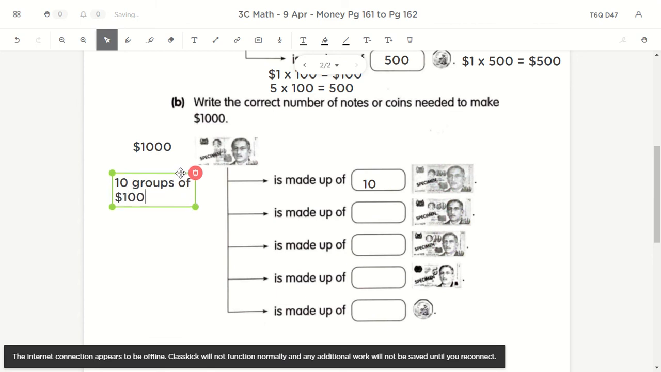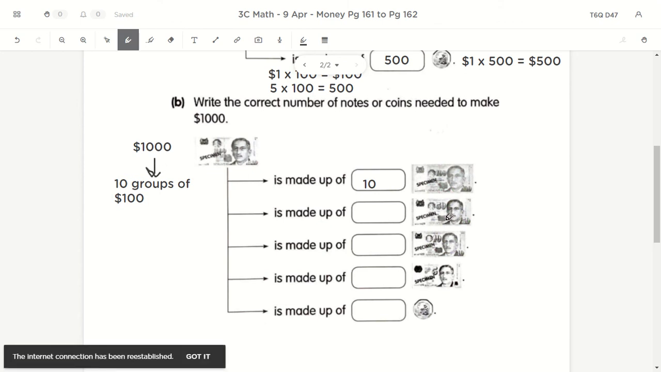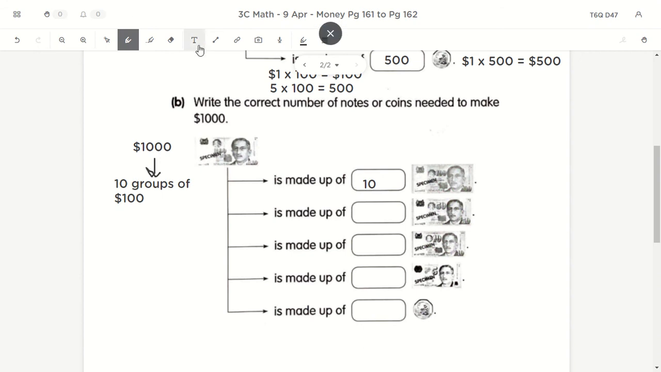Okay, $1,000 is 10 groups of 100. Alright, so now we have $50. Let's start again. From $1,000, you know there are 10 groups of $100. And I know to form one group of $100, you need two $50 notes, because two $50 notes will give you $100.